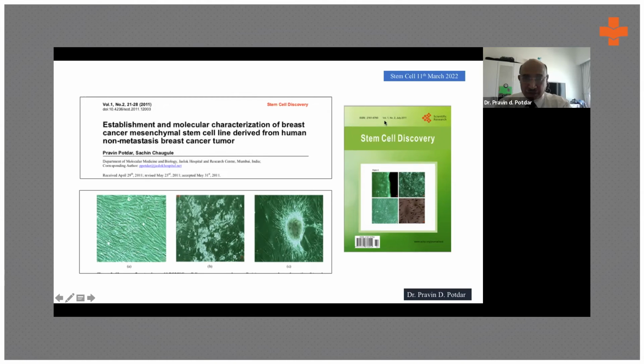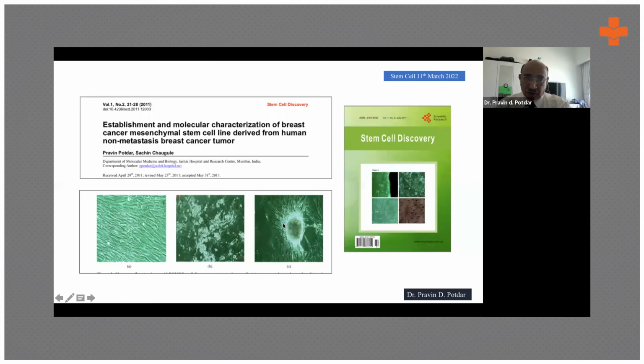This is a big program, and I am very proud to say that my pictures are on the cover page of the Stem Cell Discovery journal, which is published by the MD Anderson Cancer Center. The editor is from MD Anderson. He's a big person in MD Anderson.